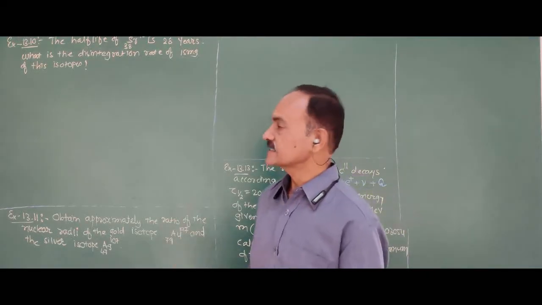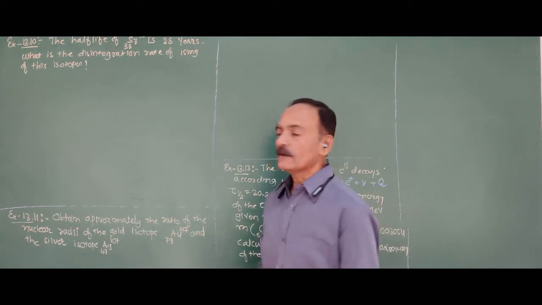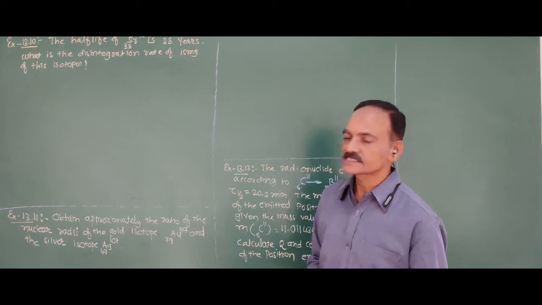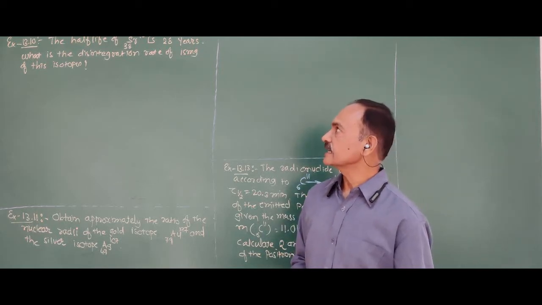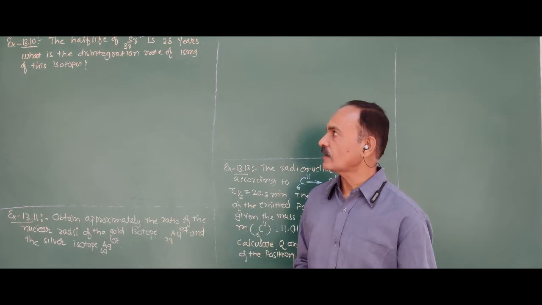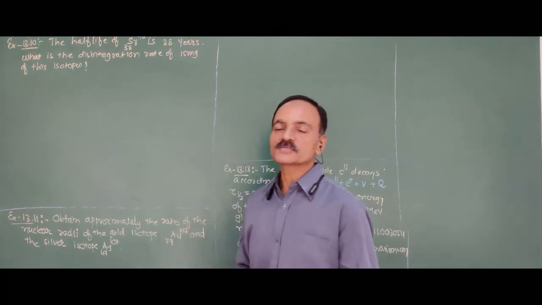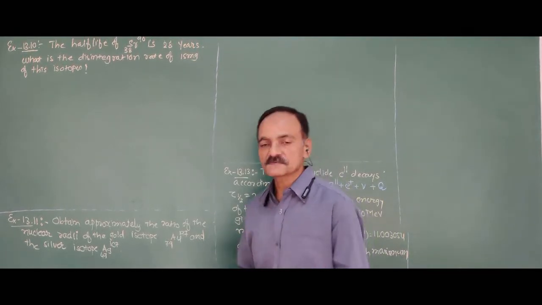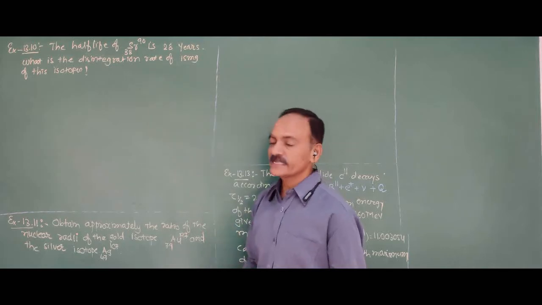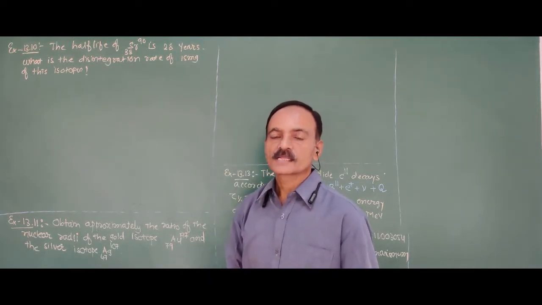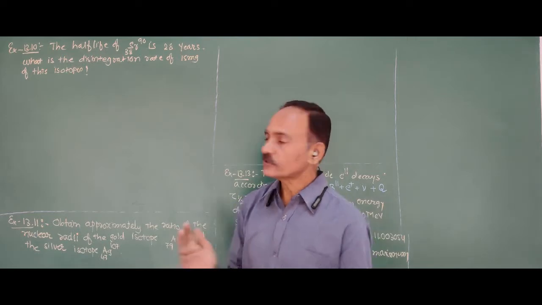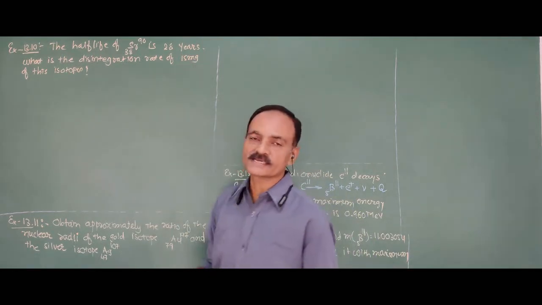Now the next numerical is 13.10. The half-life of strontium-90 is 20 years is given. What is the disintegration rate of 15 milligram of this isotope? Now listen here, the half-life of strontium is given. We have to find out the activity. For that purpose, first we have to find out in 90 gram strontium, the number of atoms is equal to the Avogadro number. We have to find out the activity of 15 milligram.